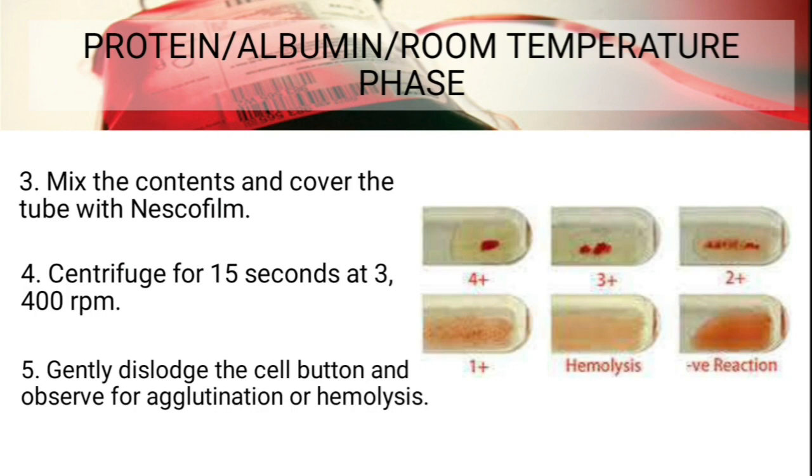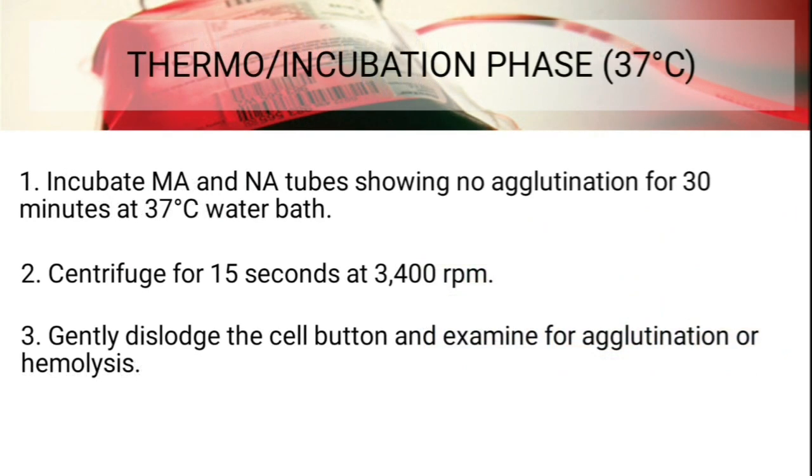Now let's proceed to our thermo or incubation phase, or 37 degrees Celsius phase. First, incubate the major cross-match with albumin and minor cross-match with albumin tubes showing no agglutination for 30 minutes at 37 degrees Celsius in a water bath. Again, if you are going to use LISS, you can incubate the tubes for only 10 minutes. Then centrifuge for 15 seconds at 3,400 RPM. And lastly, gently dislodge the cell button and examine for agglutination or hemolysis.